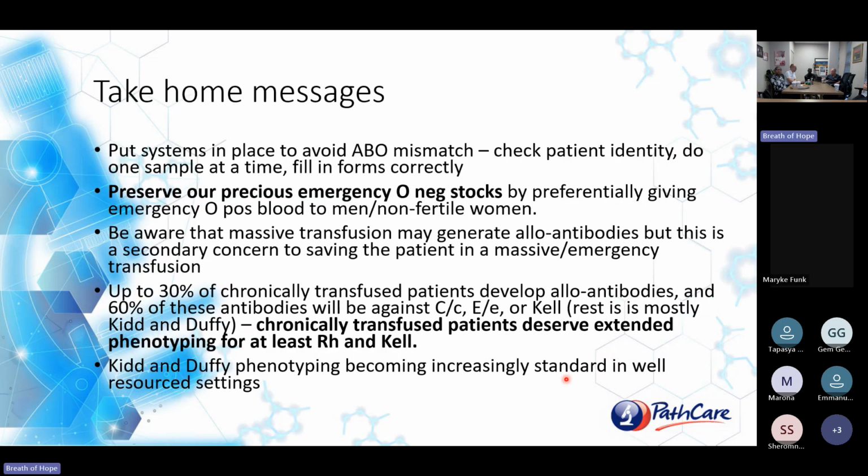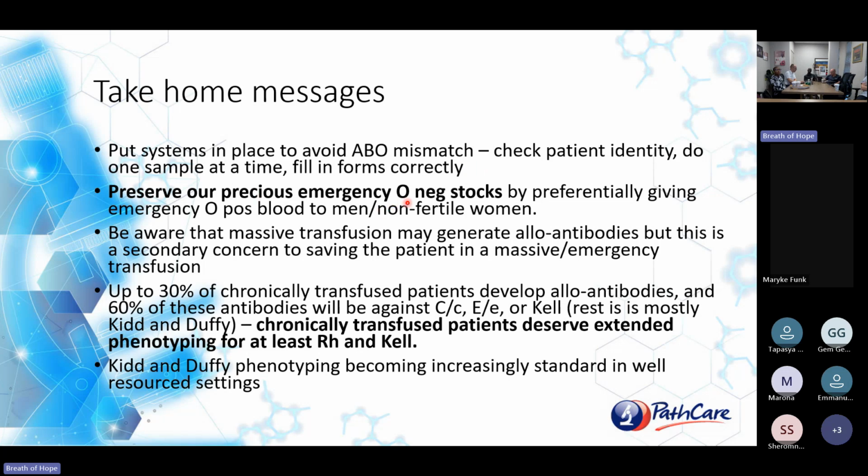So the take-home messages in terms of blood groups: we need to avoid ABO mismatch. When I was at SANBS, the things that caused ABO mismatch were often pre-blood bank, as doctors were in a rush. They took details from a file rather than from the patient. They were trying to do multiple samples at a time. So do one sample at a time. Make sure that you're checking the patient's identity, not the identity of the file. Make sure the forms are filled in correctly.